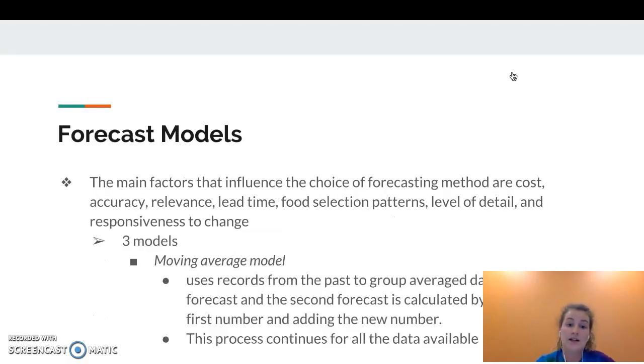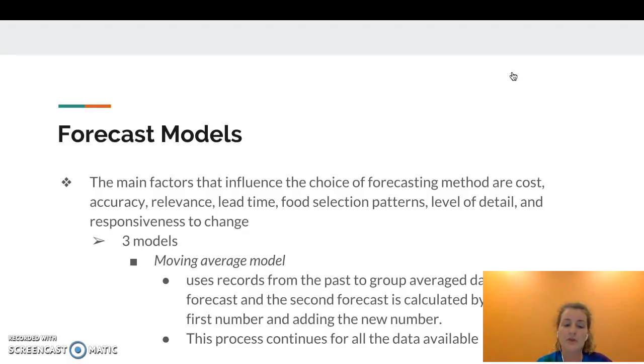So forecasting models. There's 3 different ones. They're pretty much going to depend on the type of food service facility, and the main factors that influence the choice are cost, which is the training and education of staff, accuracy, which means past data and food selection patterns must be relevant and accurate, so that also goes with the relevance, and lead time, which must allow enough time for purchasing, delivery, and production, as well as accounting for perishability. Food selection patterns, which change with seasonality, level of detail, and responsiveness to change.